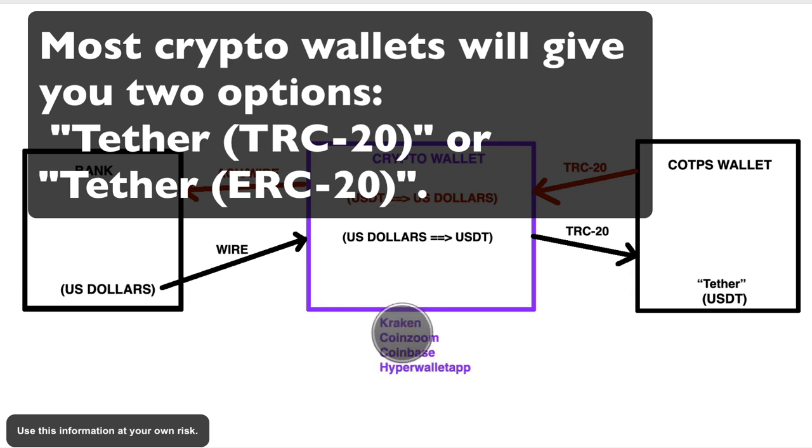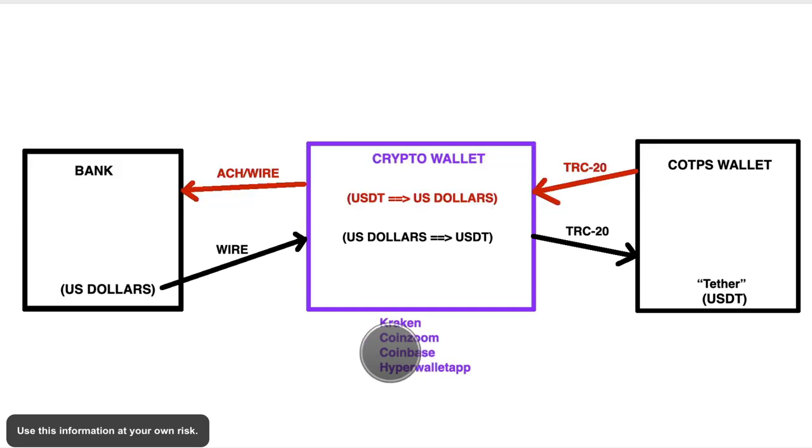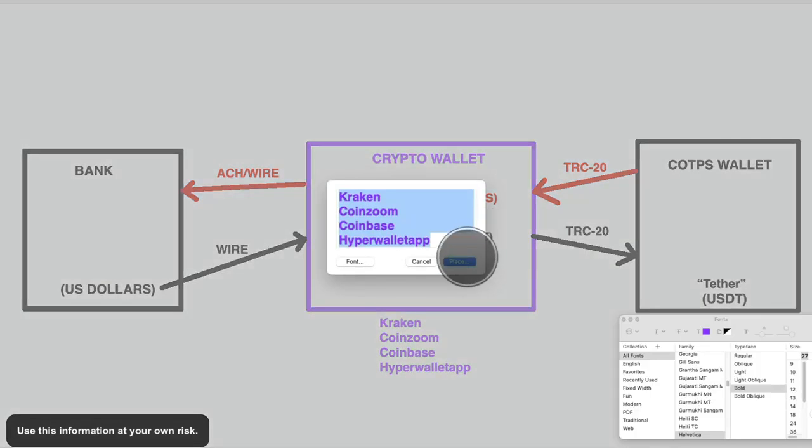Here are 4 example exchanges. There's many exchanges. There's something like 1,100 exchanges out there right now. Not all of them sell USDT. So what you're looking for when you're looking for a wallet here is a wallet that allows you to deposit dollars and use those dollars to buy Tether or to buy USDT.